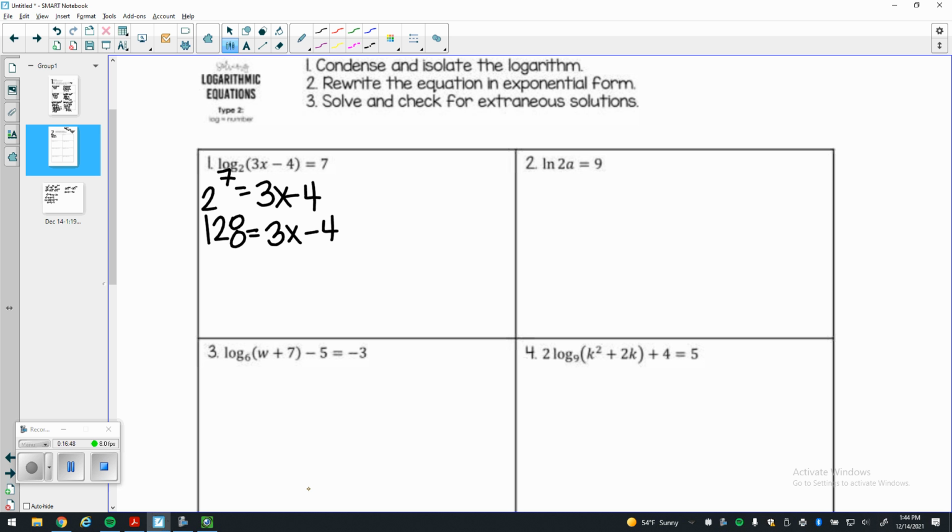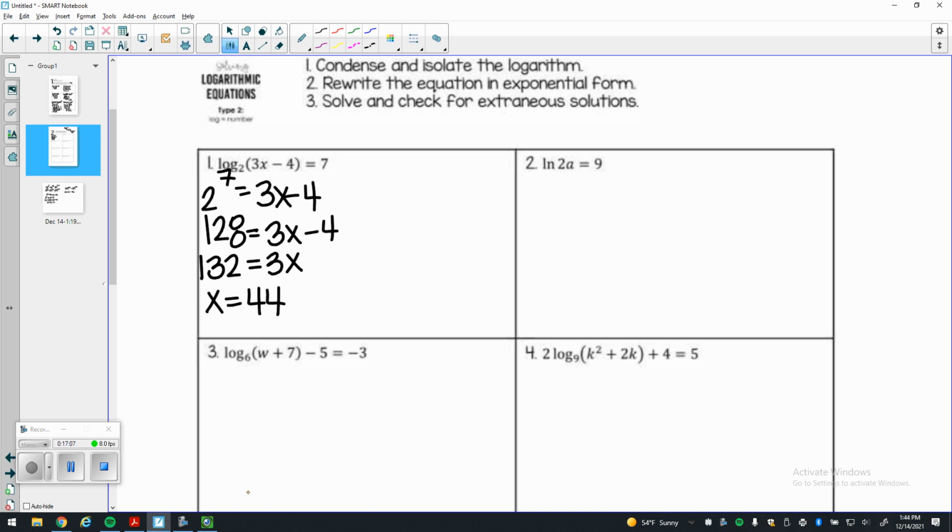What are we going to do? I'm going to add 4. So I have 132 equals 3x. What do we do from there? Divide. I believe it's 44. X equals 44. You've got to make sure that works out.